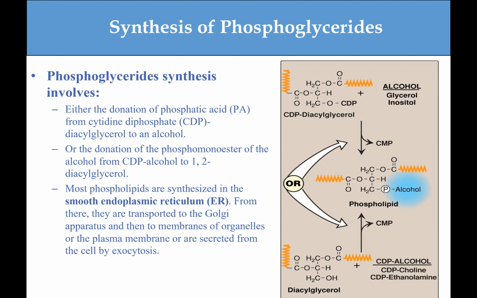And then the phospholipids are mostly made in the smooth endoplasmic reticulum. From there, they'll be taken to the Golgi apparatus, and then from there, they can go to the cell membrane, or they go out of the cell by exocytosis.